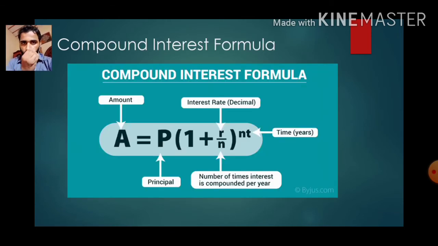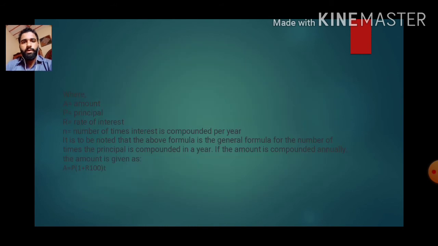Compound interest formula: A, the amount, is equal to P, the principal, multiplied by (1 + R/N) to the power NT, where R is the interest rate in decimal, N is the number of times interest is compounded per year, and T is time in years. Where A is the amount, P is the principal, R is the rate of interest, and N is the number of times interest is compounded per year.